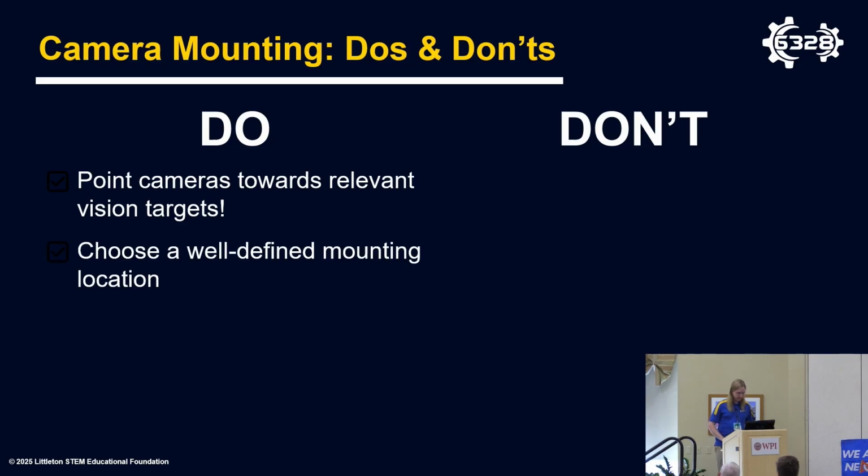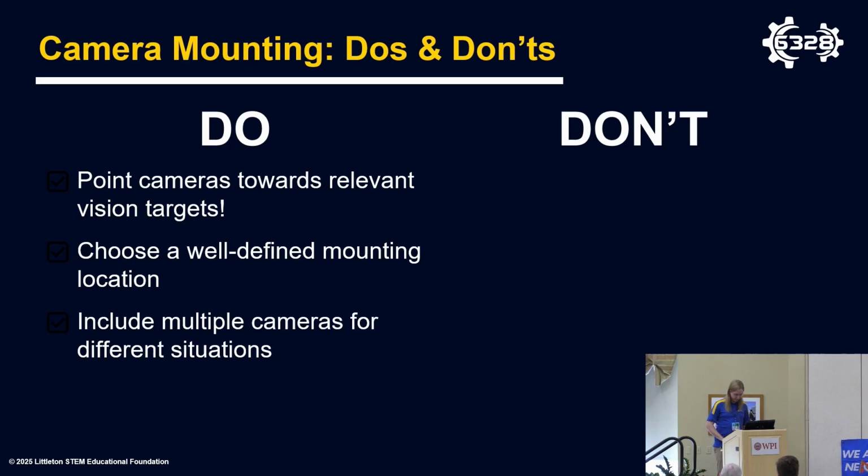Another thing to do is to choose a well-defined mounting location. In general, lower on the robot means that the camera's position will better match what you have in CAD. And also, in terms of a well-defined position, putting a camera on a moving part of the robot is generally a poor idea. Just a good rule of thumb. You should also be including multiple cameras for different situations. There are sometimes cases where you can combine functionality where the same camera does multiple things, but usually you're requiring some amount of sacrifice. There are a lot of cases where it's just easier to add more cameras.